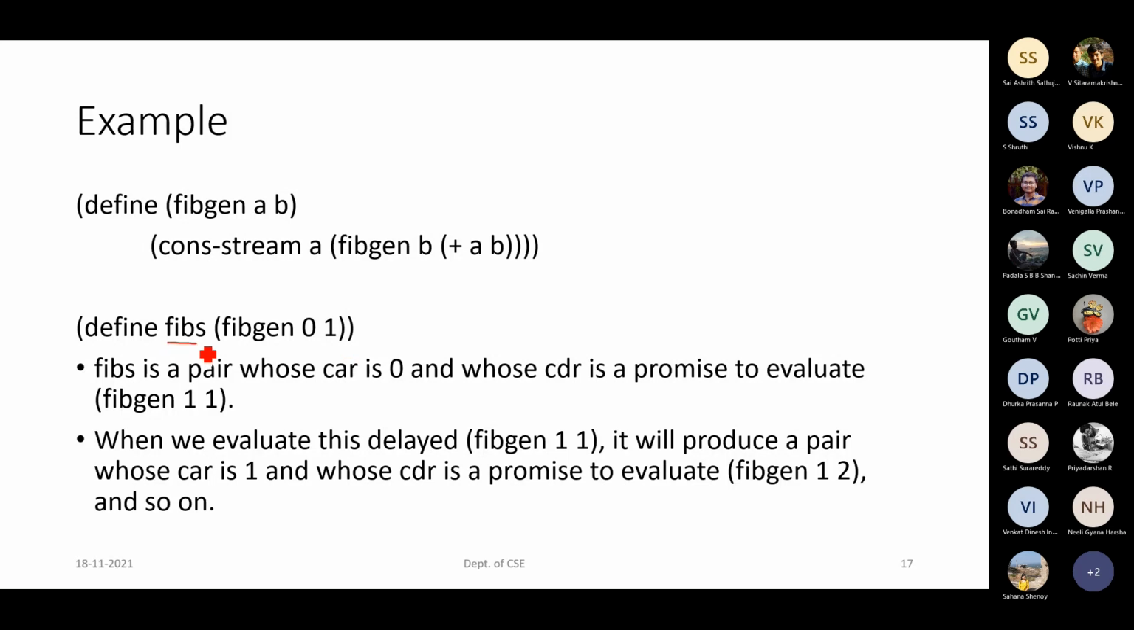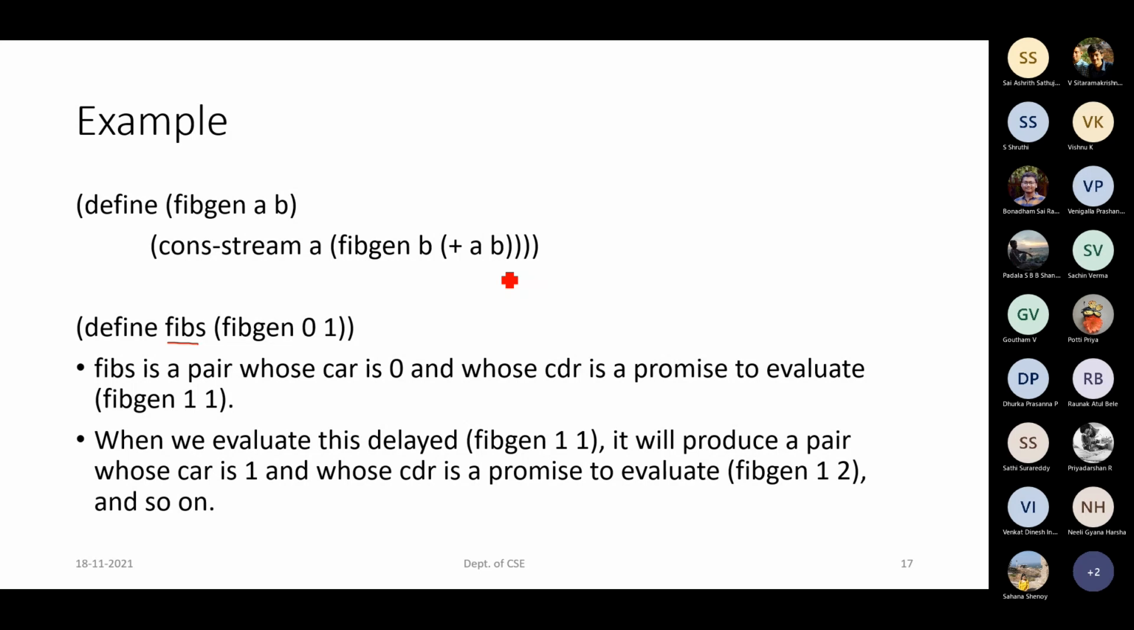So fibs will have first cons of 0, and delay will be applied. Next time when I apply a force to it, it will generate cons of 1, and of the next number 1 and 1 plus 1, which will be 2. So based on which number of the Fibonacci series you want, you can generate that particular one and pick the value from there. This is possible only by taking advantage of the streams concept.